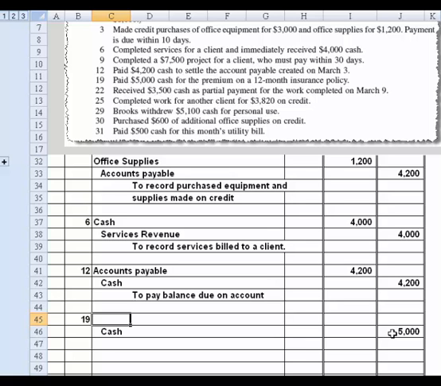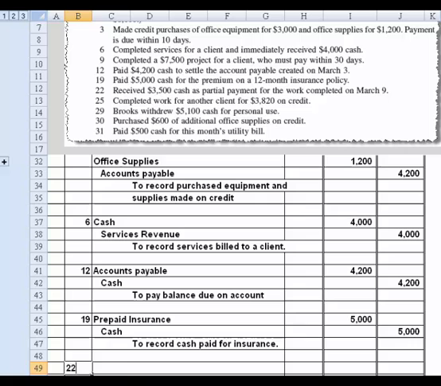a 12-month insurance premium. So much like we handled office supplies, we recognize that the time we make this purchase we have an asset, and that asset is prepaid insurance. Okay, and we make that for $5,000. The last thing we need to do is say the entry to record cash paid for insurance. Something like that. Okay, next we'll tackle the entry on the 22nd.